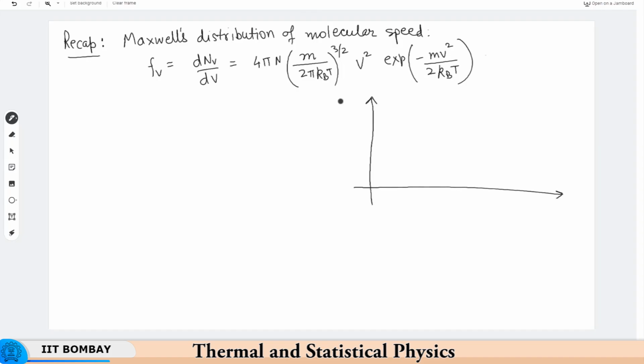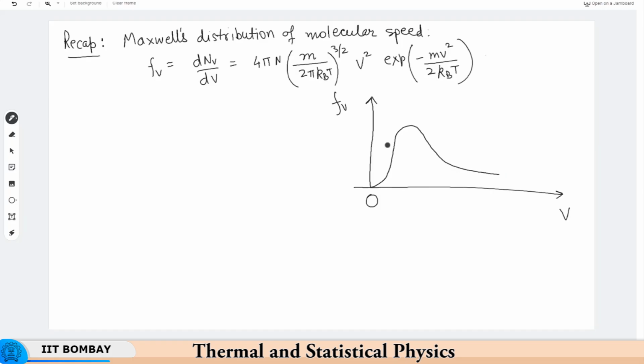If I put f of v on the y axis and v on the x axis, since there is a contribution of v squared in the beginning, say this is 0, then initially it increases by the functional form v squared, but at higher v's the exponential term takes over and it decays, right. So, it typically looks something like this, and it decays exponentially.